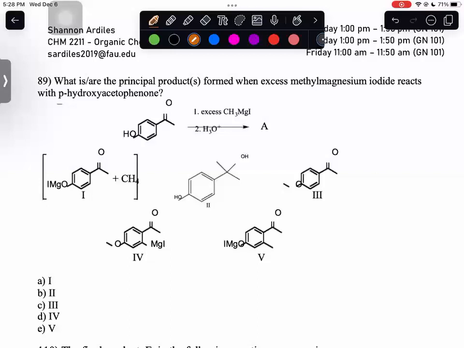But either way, that's wrong. So, answers. Again, be careful on what's presented in the arrow.